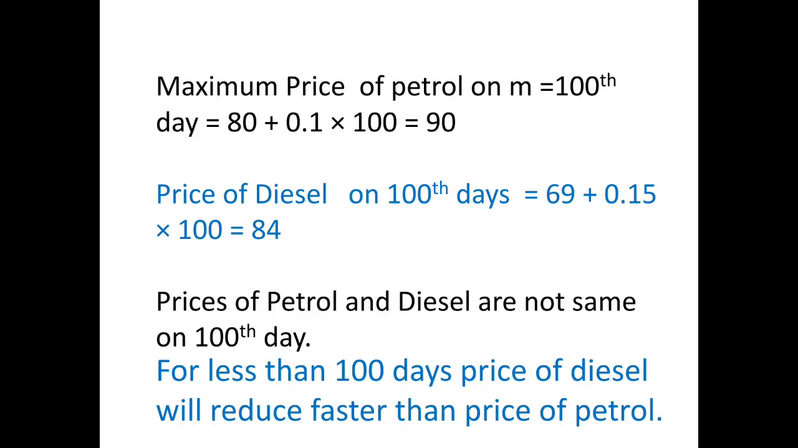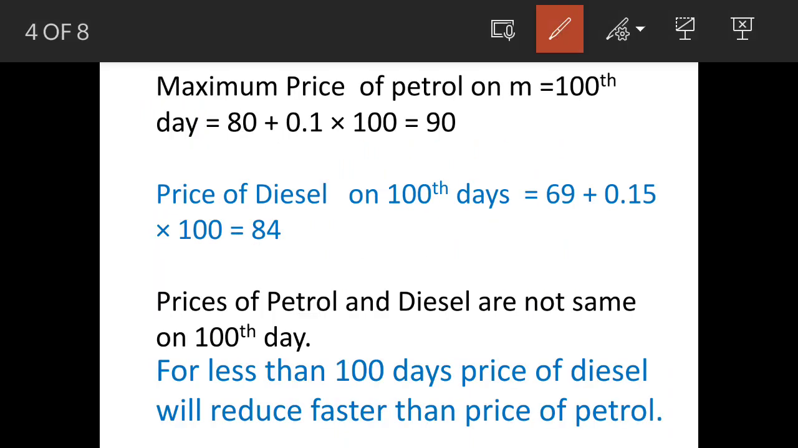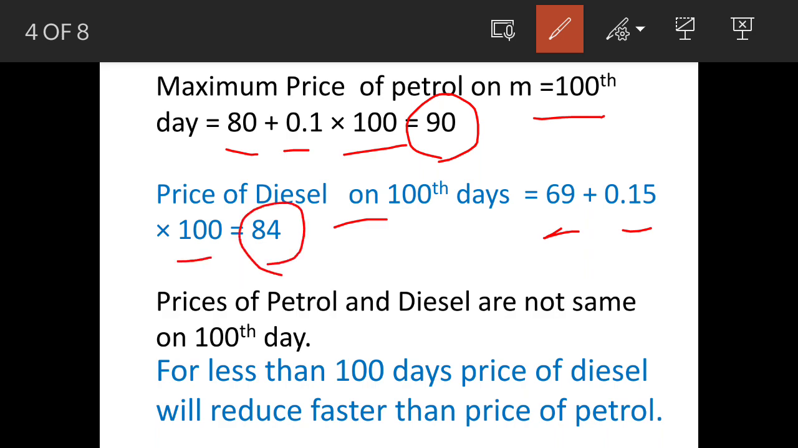Now we'll see the solution. Now we'll work out the maximum price of petrol on m equal to 100. That means 100 days. So we put the values: 80 plus 0.1 into 100 is equal to 90. And the maximum value of diesel on the 100th day. So we put the value of n as 100. 69 plus 0.15 into 100 is 84. So on the 100th day we see that the prices are not matching. The price of petrol is more than the price of diesel on the 100th day.